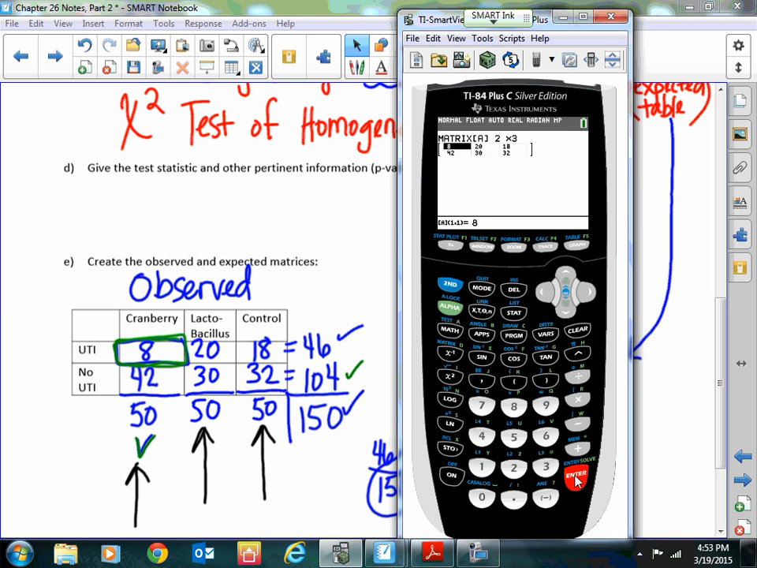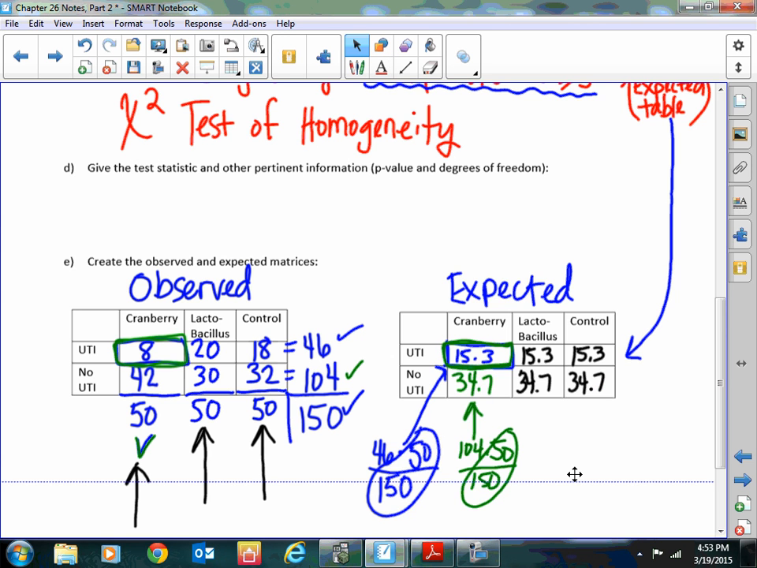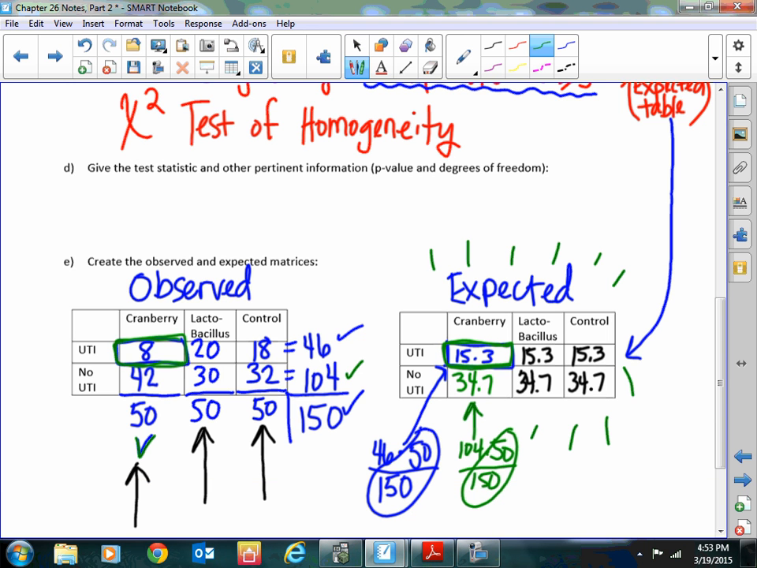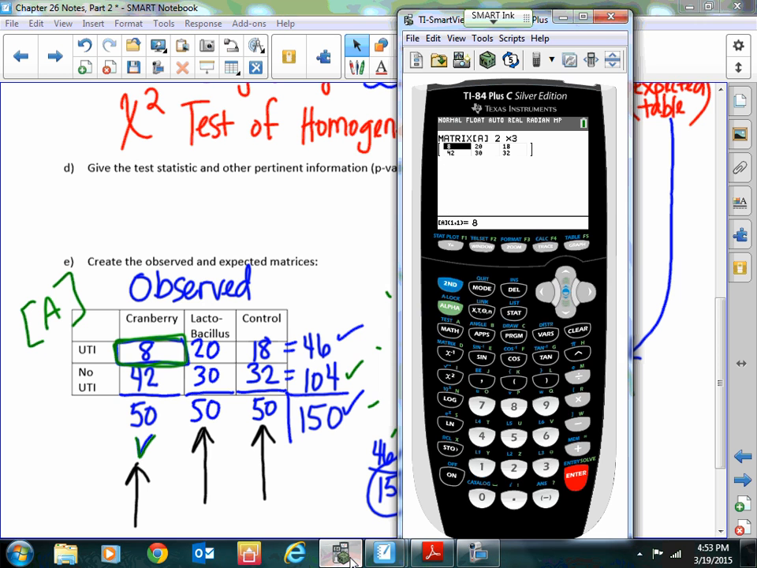Okay, so once you have those entered in to matrix A, you actually are ready to compute this. You do not have to create a matrix with this expected value in it. It will compute that for you. So all you have to do is go and put the observed values into matrix A and then go run the test. So here we go.